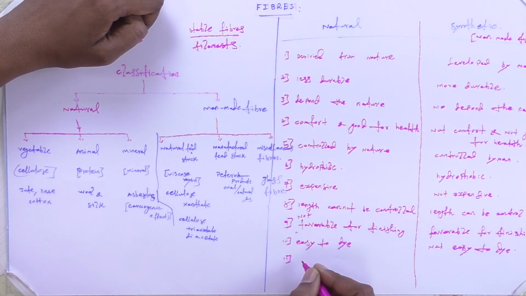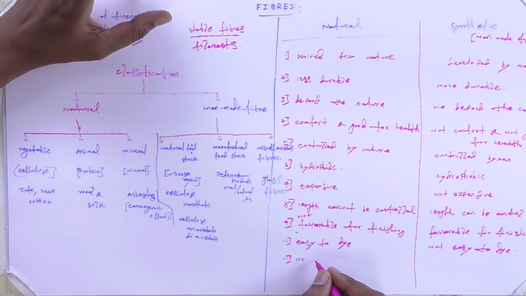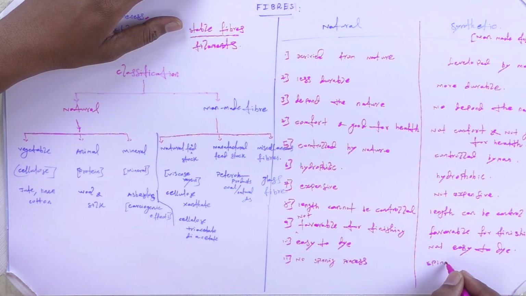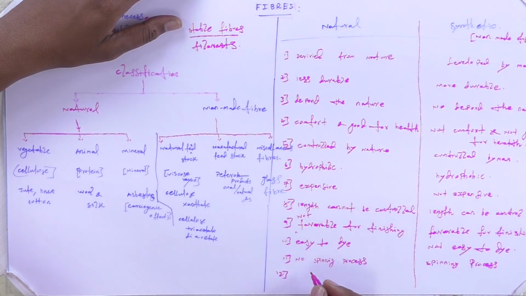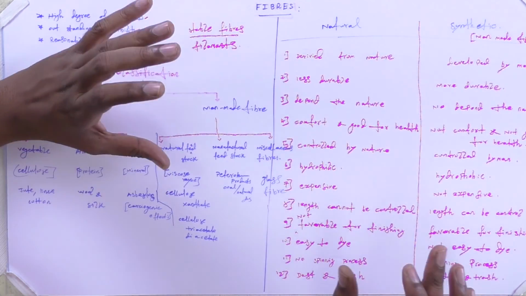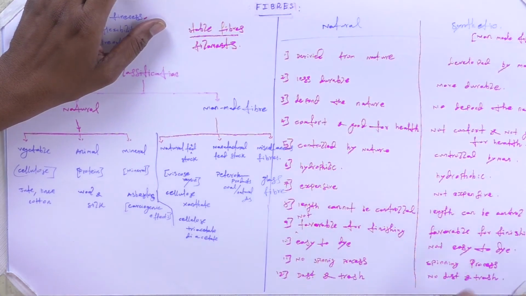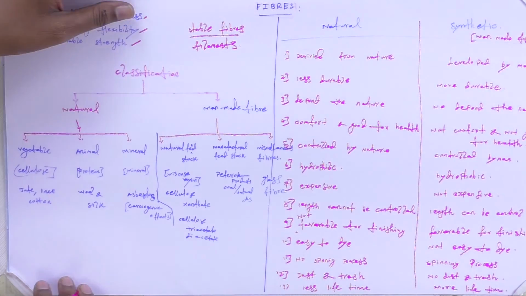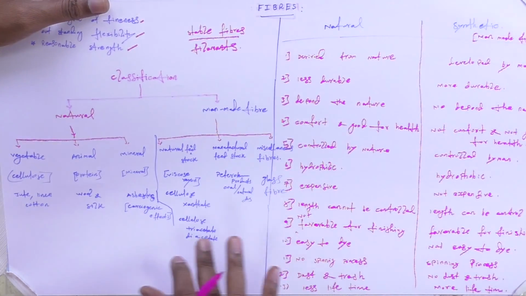The 11th point is no spinning process is required for preparing natural fiber or filament. But synthetic fiber requires a spinning process to create the filament. The 12th point: natural fiber is not creating dust and trash, but synthetic fiber creates no dust, no trash. Natural fiber has a shorter lifetime. Synthetic fiber has a longer lifetime. So these are the differences between natural and synthetic fibers.